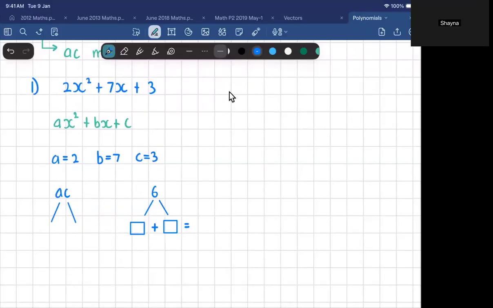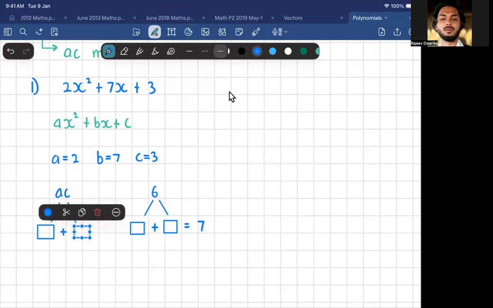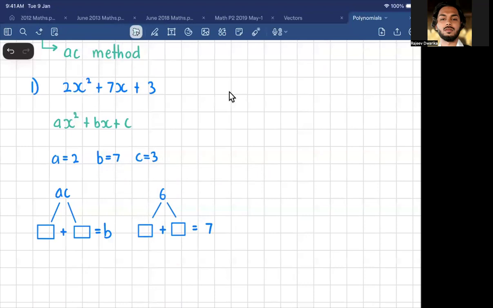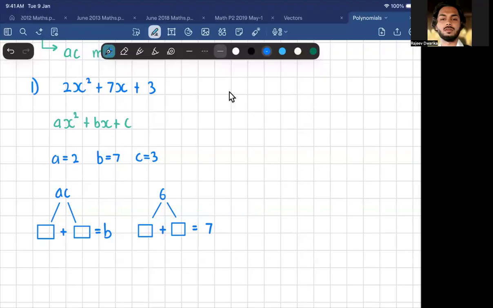7. 7, right? So the general concept is you're going to multiply A and C. Now, whatever number you get, the two numbers that you pick to multiply to give you back that product need to add to give you the middle term. That's the concept. So, Shayna, you understand that, right? Yes, sir. So what two numbers would multiply to give me 6, but add to give me 7? 6 and 1. All right.